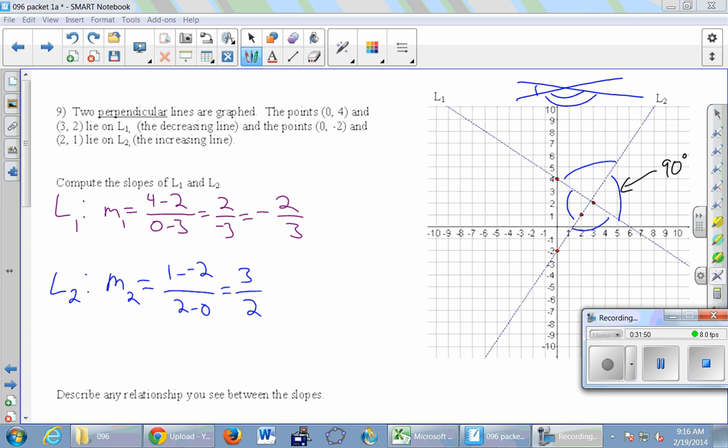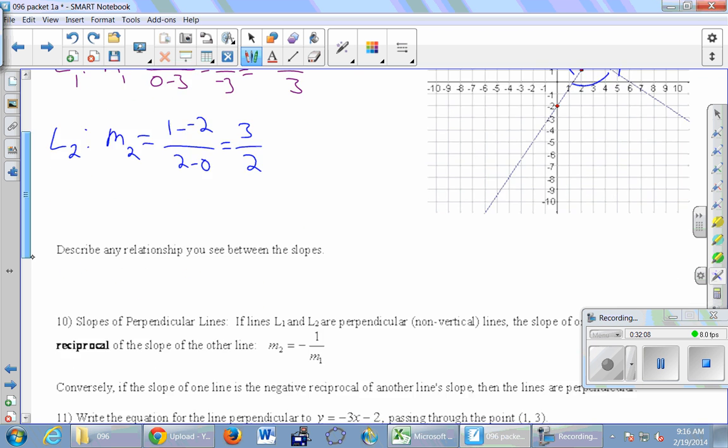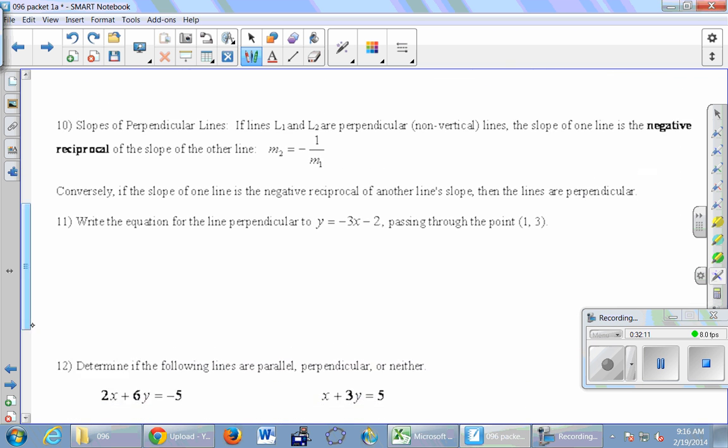2/3 became 3/2. What's the fancy math word for flipping over a fraction? Reciprocal. And turns out this is true all the time. If you have two lines that are perpendicular, then their slopes are opposite signs, one positive, one negative, and reciprocal numbers, 2/3, 3/2. So that is written down here in number 10. It says if two lines are perpendicular, then the slope of one line is the negative reciprocal. Some people wrote opposite reciprocal, that's great, of the slope of the other line.